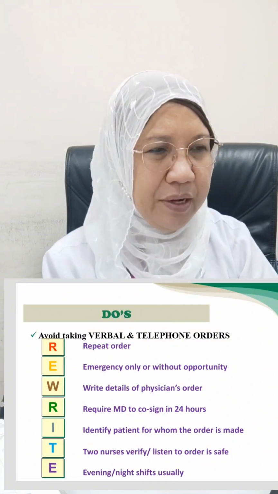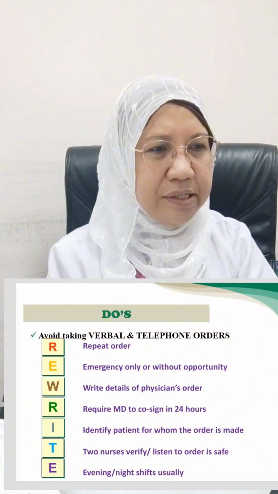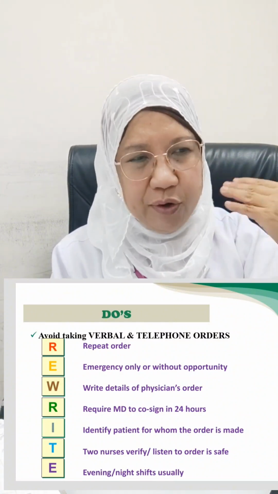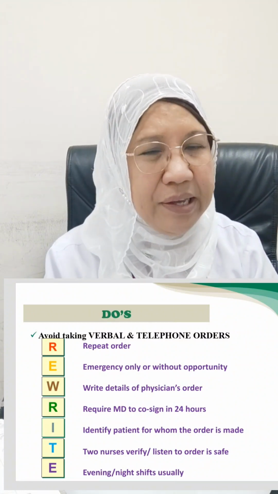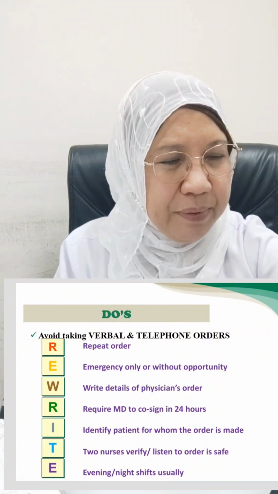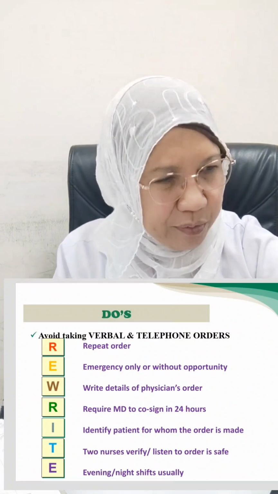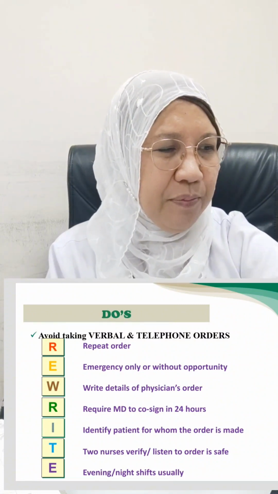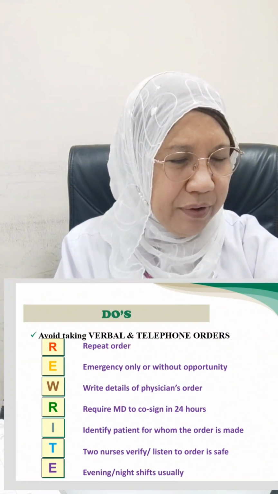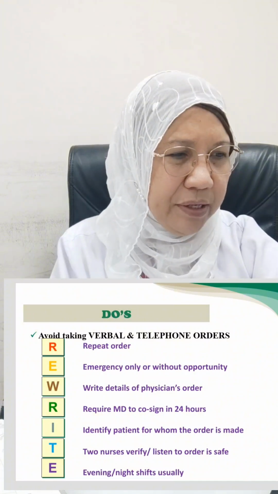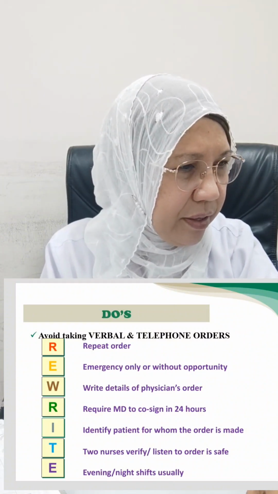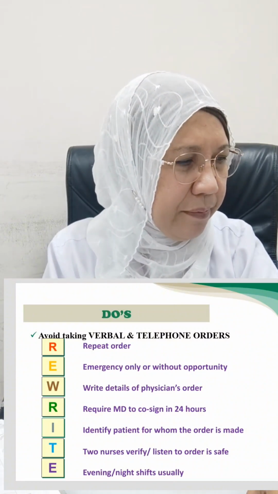Now, I will explain to you. This rewrite, you remember this acronym. R is for repeat order. Okay, repeat order. When to repeat order? When it is applicable, in emergency only, or without opportunity. So repeat order, you will understand after we finish. And then, write details of the physician's order. Okay. The doctor is required to countersign in 24 hours. Identify the patient for whom the order is made, and then 2 nurses verify the order. Okay, I will explain to you.